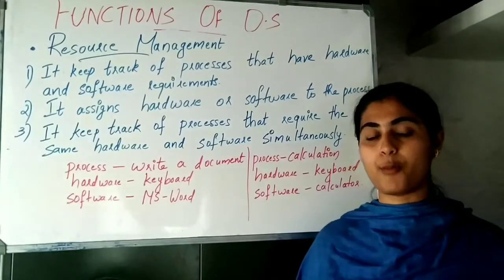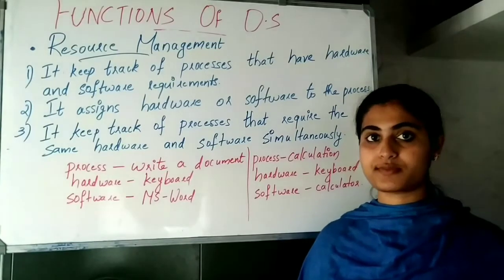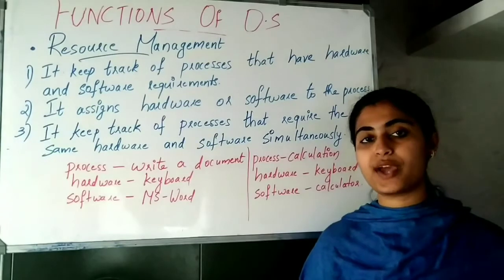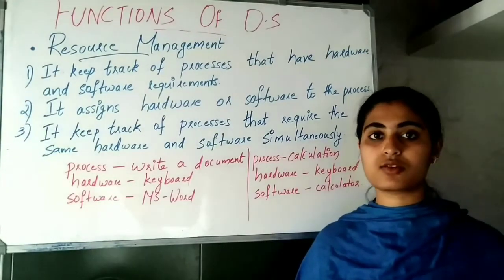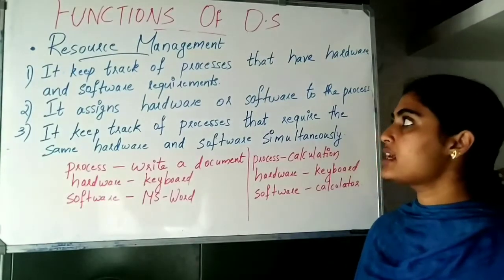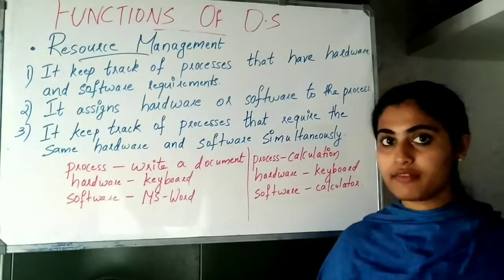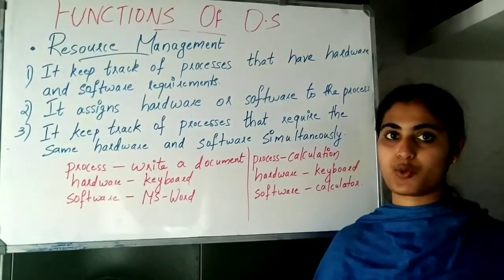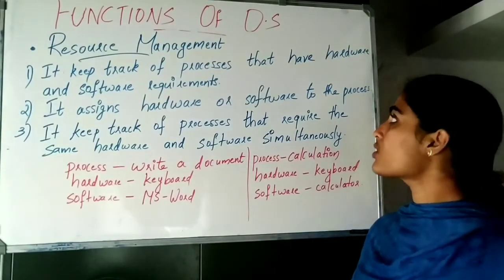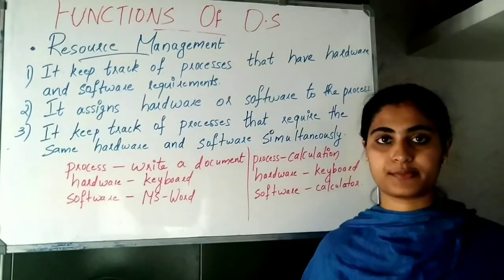Next function of operating system is resource management. What do you mean by resources? Hardware, software. These are resources of a computer. First point is it keeps track of processes that have hardware and software requirement. What is the second point? It assigns the hardware or software to the process.